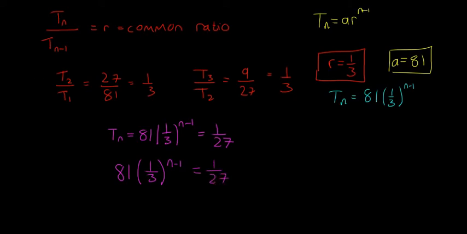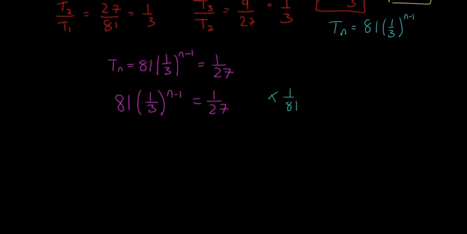So the first thing I'm going to do is multiply both sides by 1 over 81. I'm going to say 1 over 81 and then 1 over 81 and multiply it in here. Okay, so I'm going to stick that in. So then what's going to happen here is we're going to be left with 1 over 3 to the power of n minus 1, because the 1 over 81 will cancel with the 81 on the top.